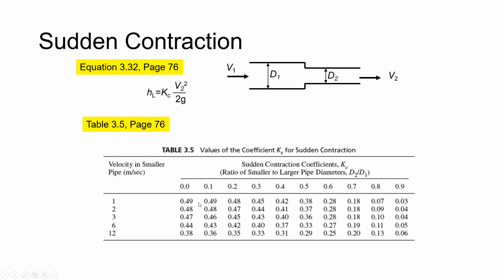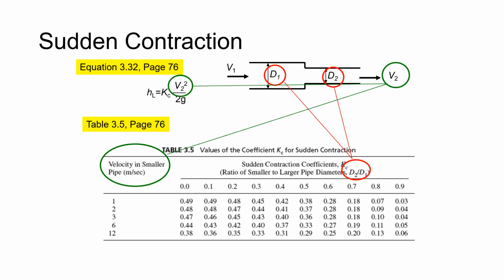And you can see that, as velocity increases, our coefficient is decreasing. And then as our ratio goes to 1, our coefficient decreases. So as we get a really big difference between the upstream and downstream pipes, we get a bigger coefficient, versus if they're really similar, we get a smaller coefficient. So those are our diameters, and then that's our downstream velocity that we use.